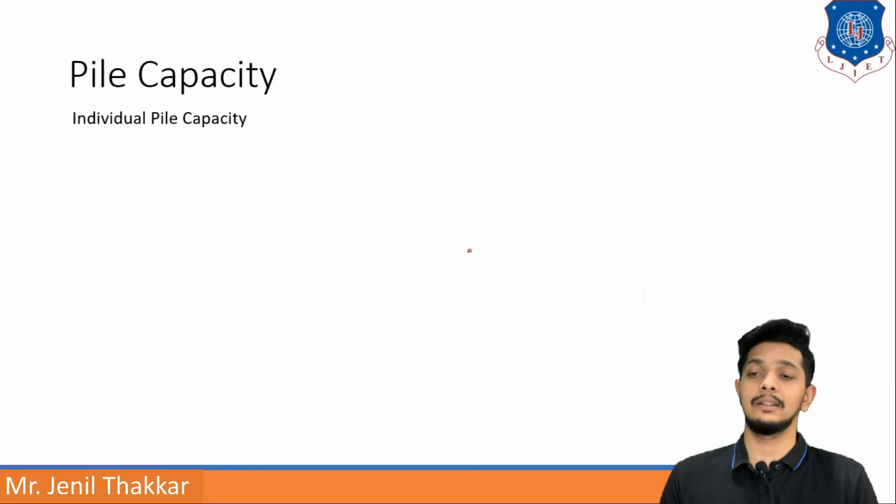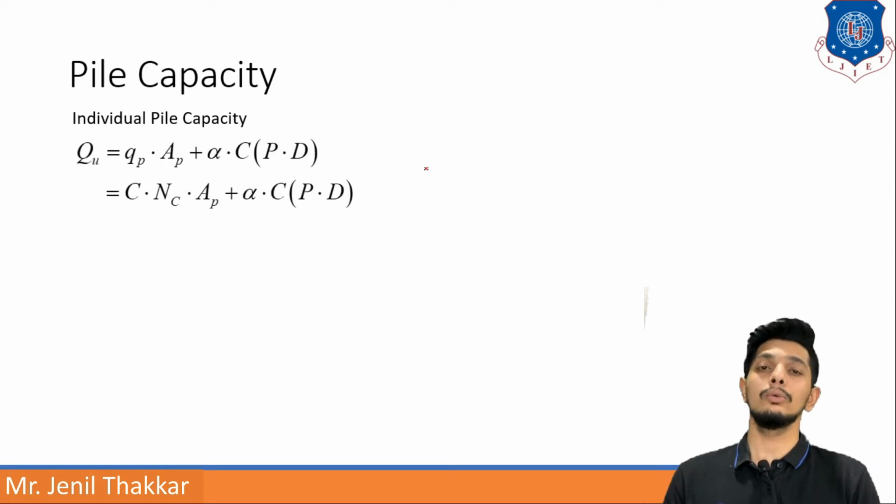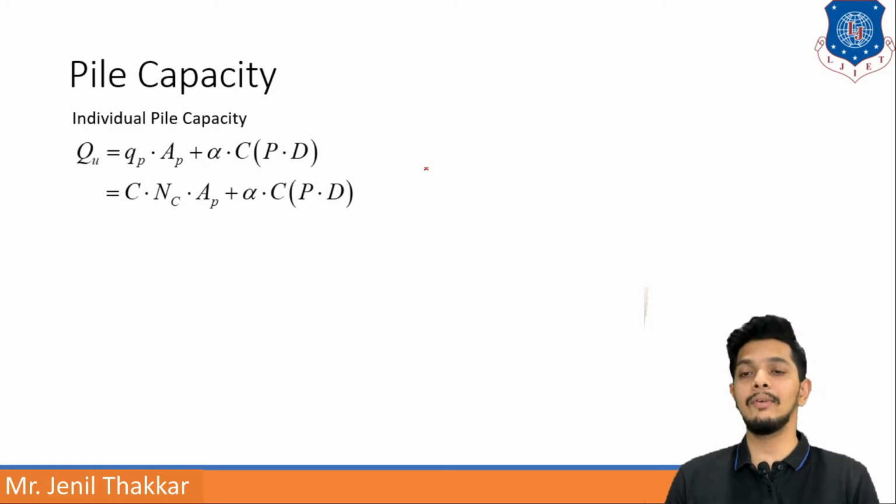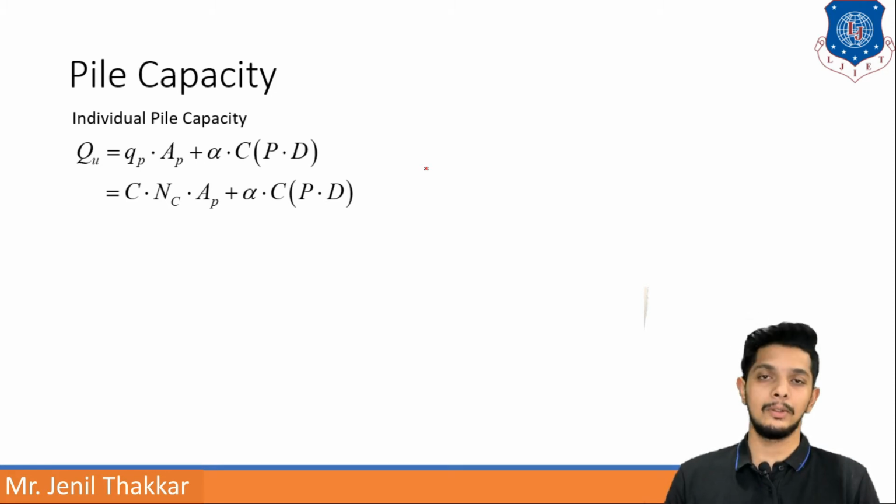Pile capacity. First, let us understand individual pile capacity. So Qu, the ultimate load carrying capacity, can be given as small qp into Ap plus alpha into C into P into D. Here, small qp can be written as C into Nc. We have also discussed these things in the bearing capacity chapter, the previous chapter.